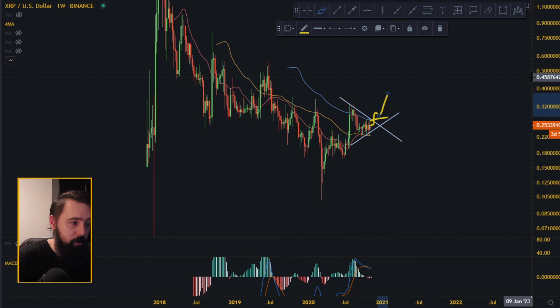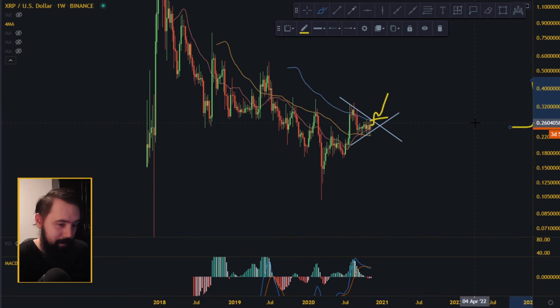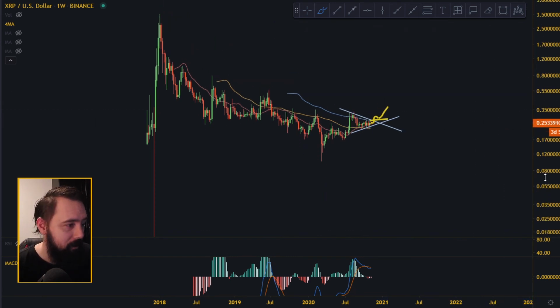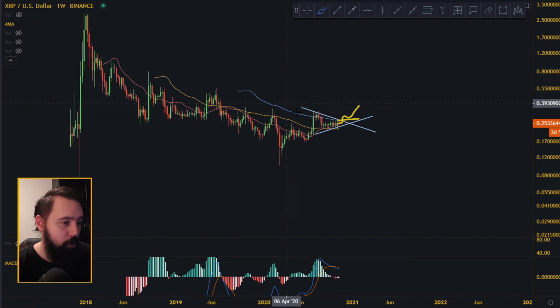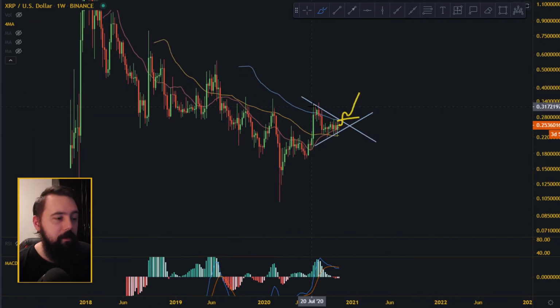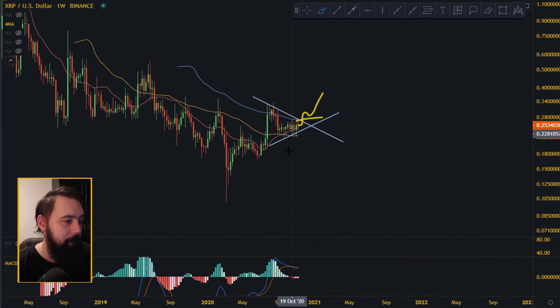Short term, long term, man, I don't know long term. I will check it out. But short term, we should break out of the triangle on the upside above the moving averages.